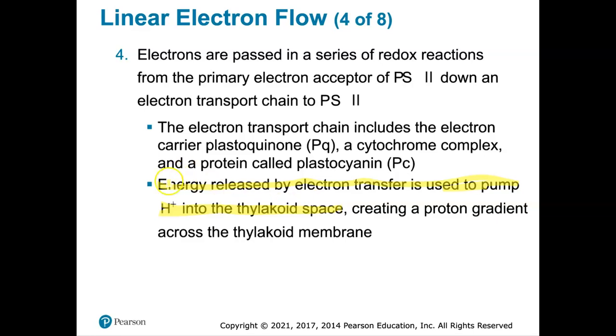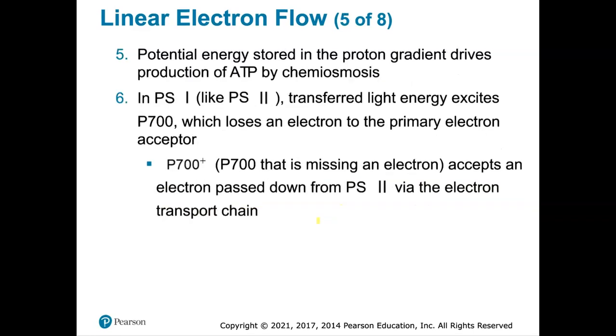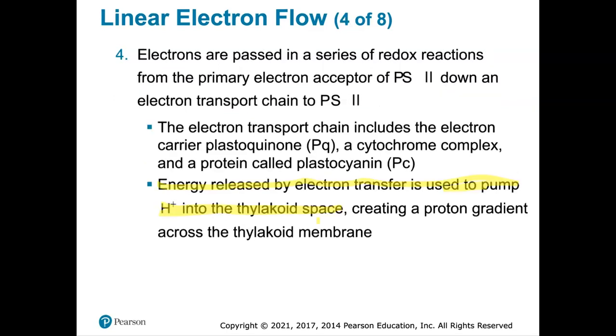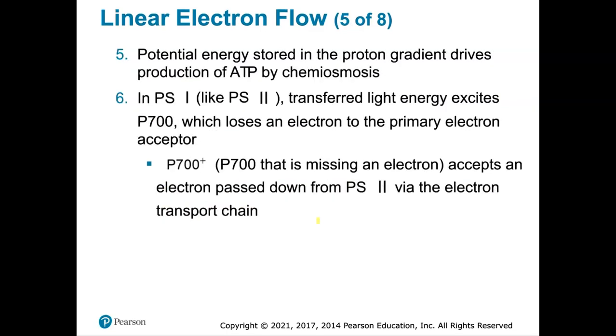So the energy from the flow of electrons is used to pump hydrogen ions across the thylakoid membrane into the thylakoid space. And that creates a concentration gradient of hydrogen ions inside the thylakoid. And that energy is used to produce ATP. And we call that chemiosmosis.